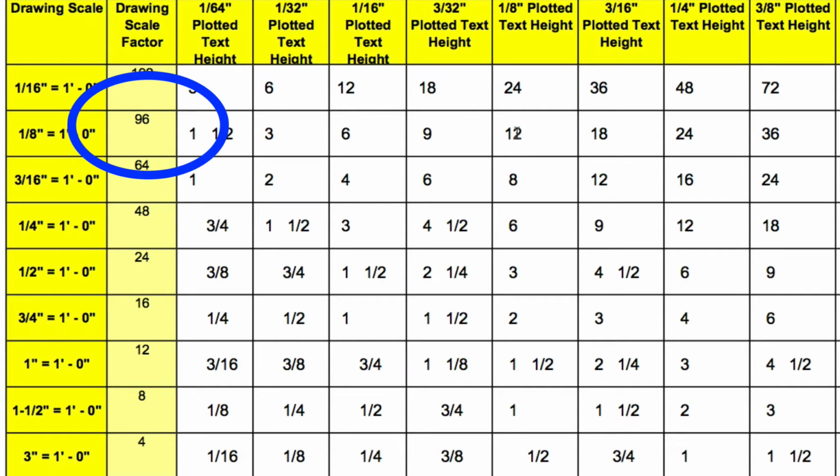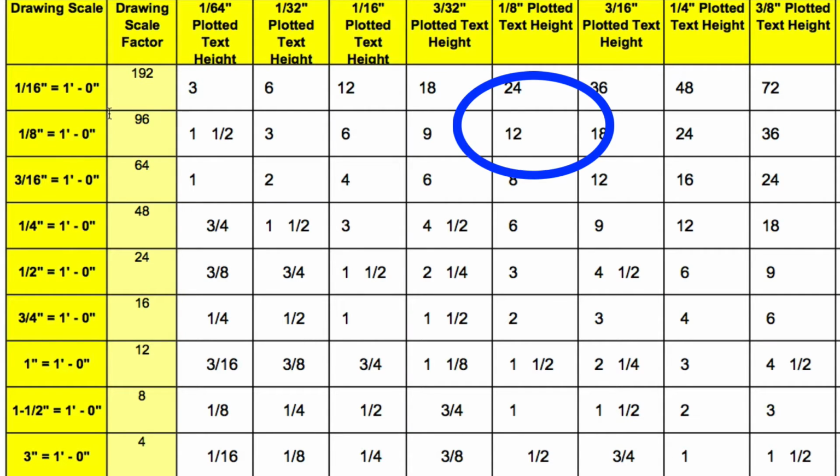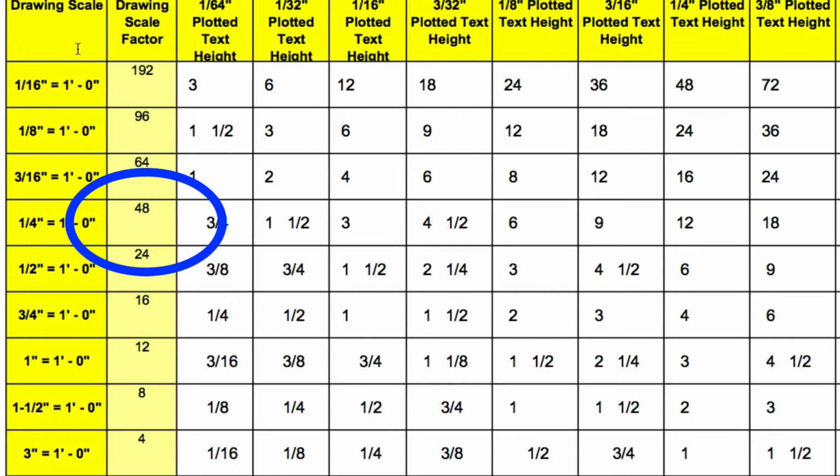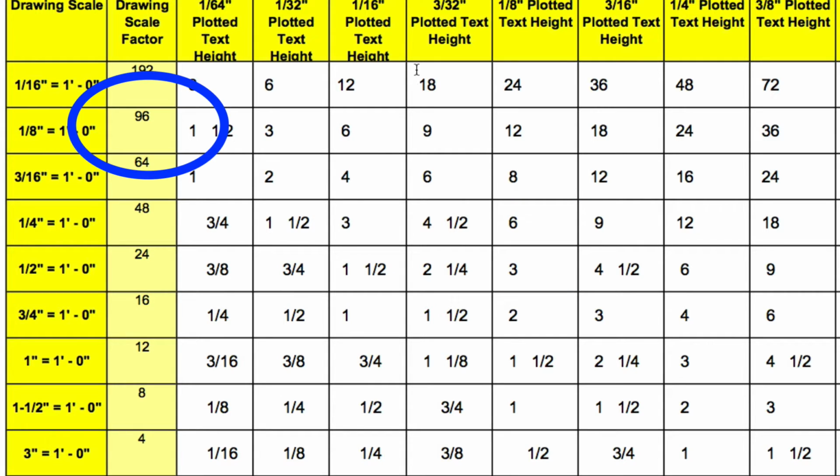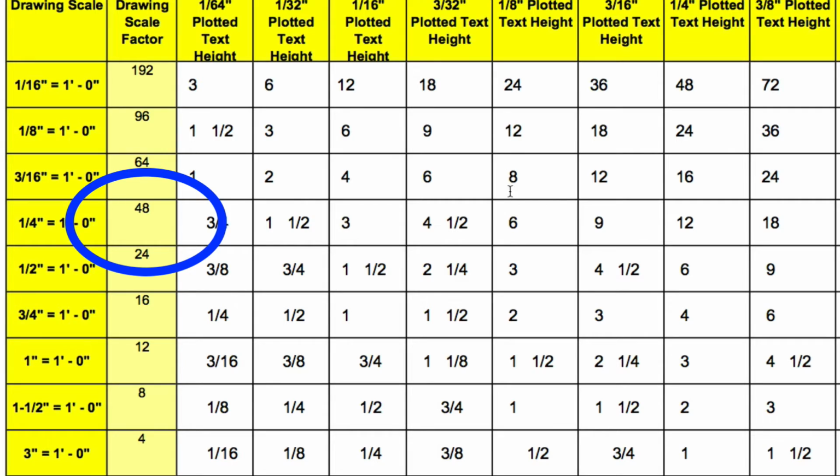To explain this a bit further, here's a table I provided which you can download at the end of this video. We'll be referring to two drawing scale factors, 96 and 48, which are also called dim scales in CAD. And then the text size on the right will change accordingly.